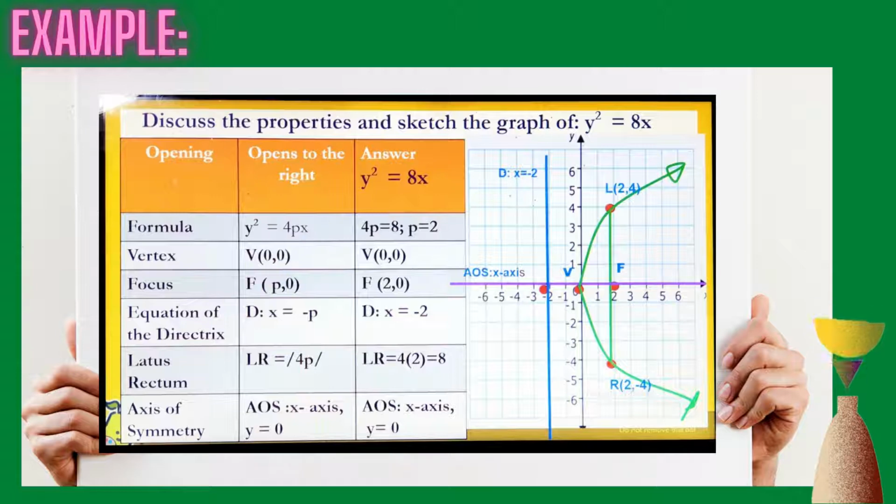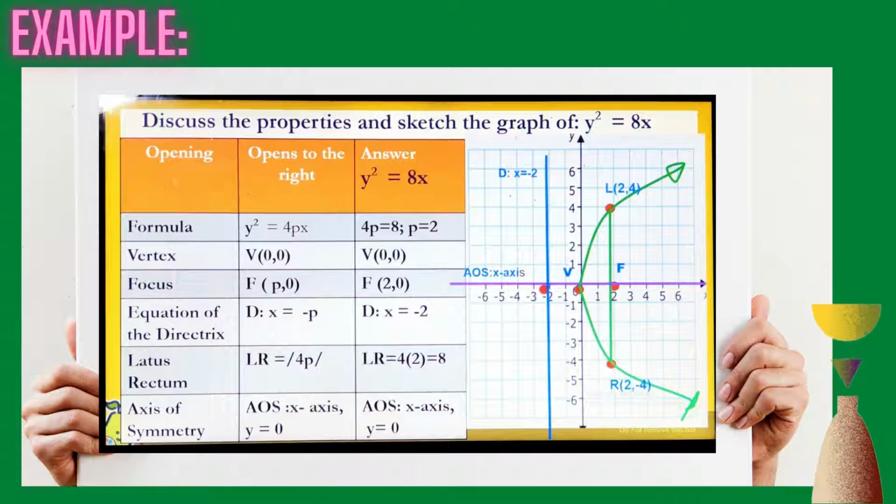Then let's go back to the focus. From the focus, the latus rectum equals 8. Divide 8 by 2. 8 divided by 2 equals 4. So it means that we need to move 4 steps up for point L and 4 steps down for point R. So it is important to write the coordinates of point L. In this graph, we can say that the coordinates of point L is at 2, 4, and the coordinates of point R is at 2, -4.